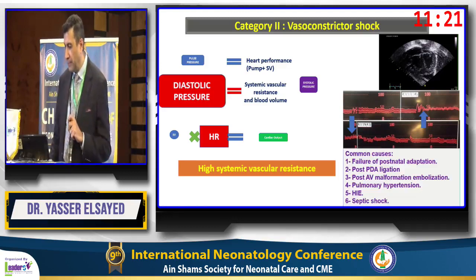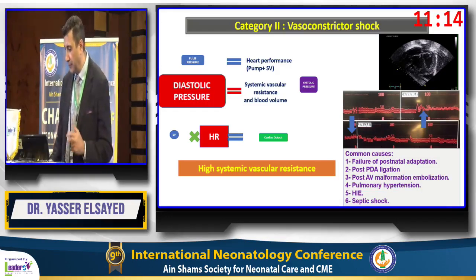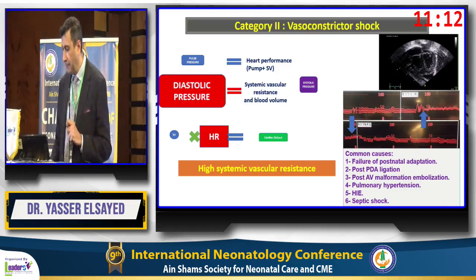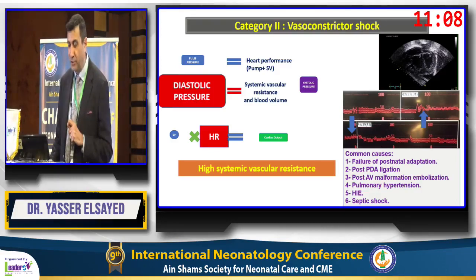Common causes of vasoconstrictor shock: failure of postnatal transition. That's why sometimes in premature infants, postnatally, we use dobutamine as a first line. Post-PDA ligation syndrome, although we are not using PDA ligation by surgery anymore.